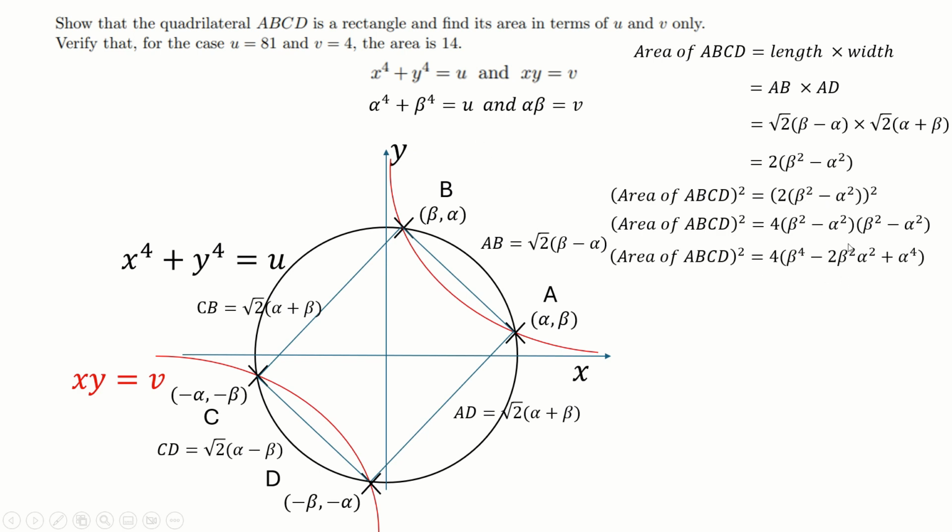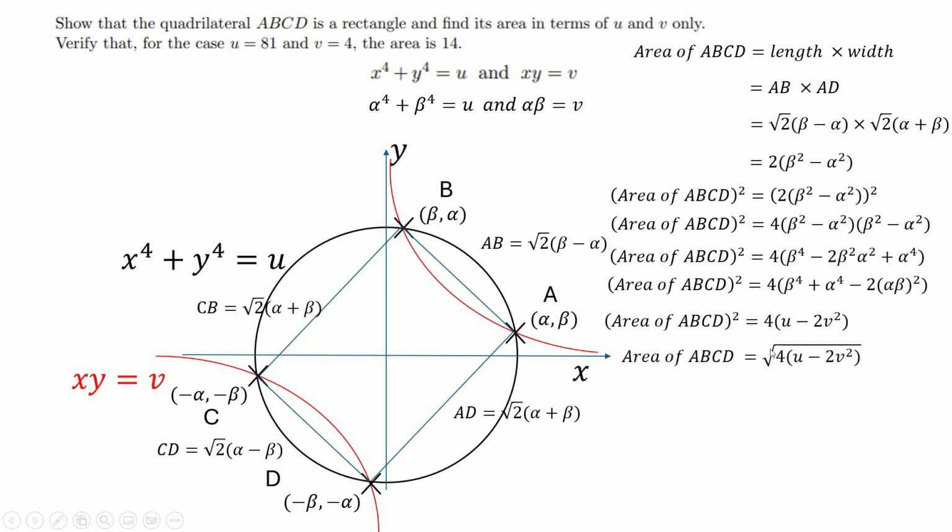And now what about this guy here? Well, he's the same as 2 alpha beta all squared. And alpha beta is just v, so we'll put that in as well. And now we can square root both sides, and the 4 can square root out, I guess, and we'll just be left with this, which I presume is probably how they want it. And now they've said to verify for the case u is 81, v is 4. So let's just put in u is 81 and v is 4.